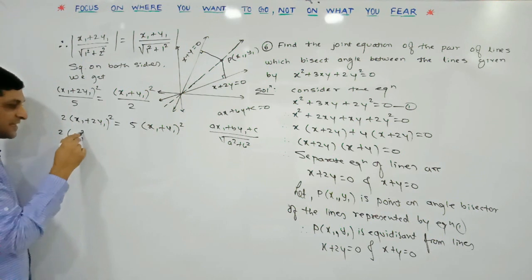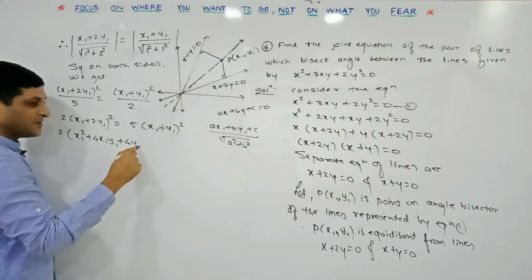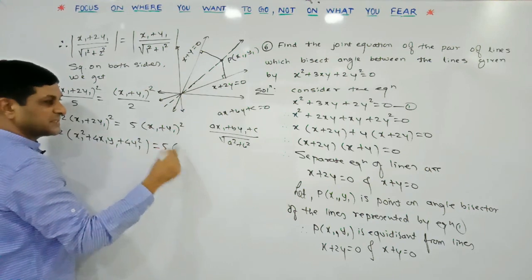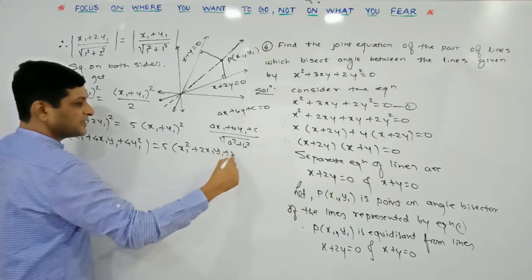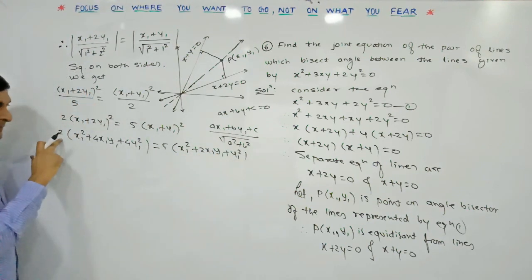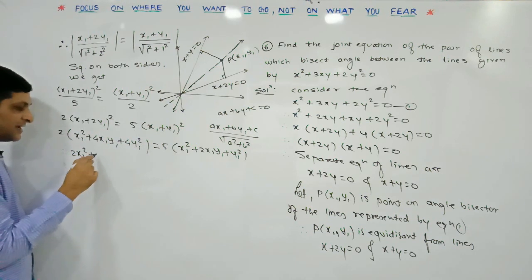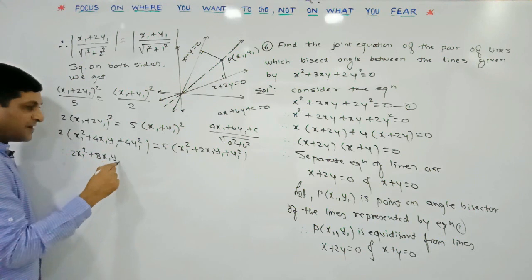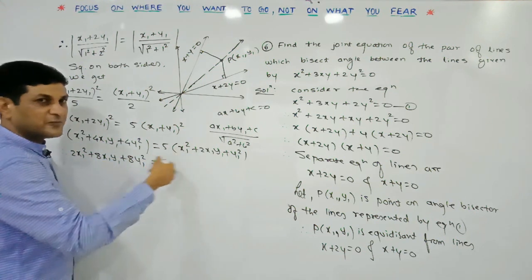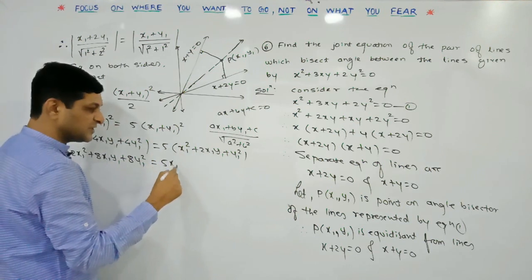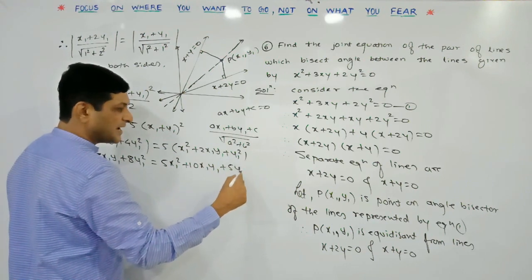Now 2 keep it as it is. Expansion of this bracket is x1 square plus 4x1y1 plus 4y1 square. 5 keep it as it is. Expansion of this bracket is x1 square plus 2x1y1 plus y1 square. Now I am multiplying 2 to all the terms in this bracket. Let us see what we'll get. 2x1 square plus 8x1y1 plus 8y1 square is equal to, multiply 5 to all the terms, 5x1 square plus 10x1y1 plus 5y1 square.